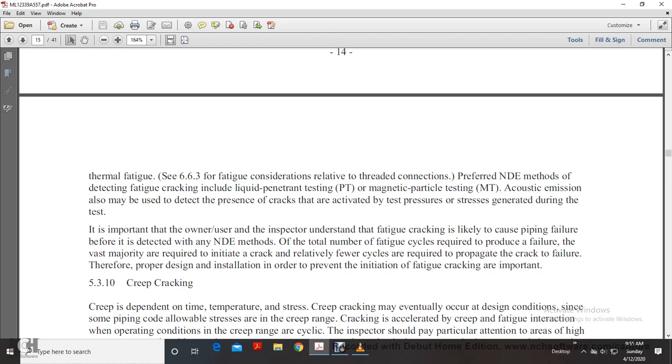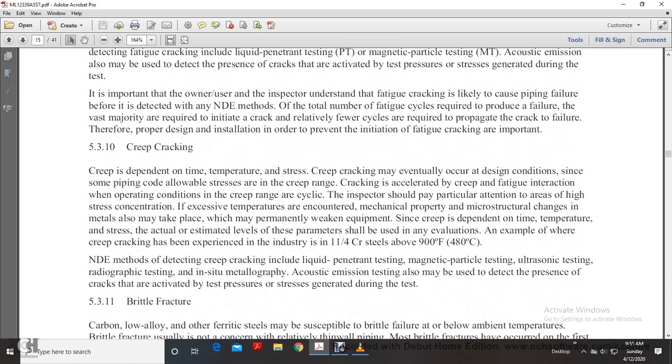Therefore, proper design and installation in order to prevent initiation of fatigue cracking are more important. 5.3.10 Creep cracking. Creep depends on the time and the temperature under stress. Creep cracking may eventually occur within the design conditions, since some of the piping components' allowable stresses are in the creep range. Cracking is accelerated by the interaction of creep and fatigue.